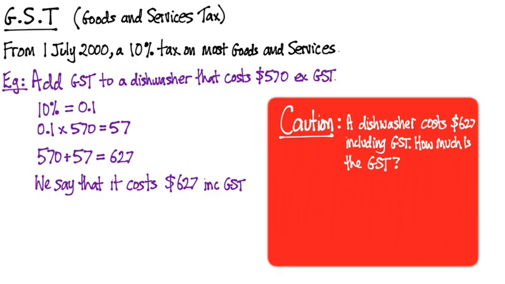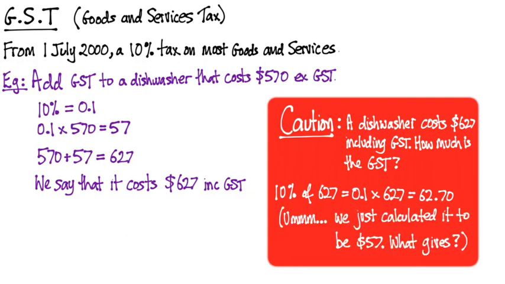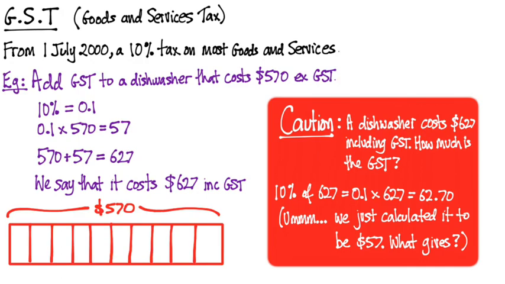Going back the other direction though is a little bit trickier if you're told what the GST inclusive price is and you want to work out how much the GST is. Let me show you what I mean by tricky. If someone said to you, how much GST is there on the dishwasher costing $627? A lot of people go, oh yeah, it's 10% GST, so 10% of 627, well there's $62.70 GST. But we just worked out in our previous little bit of work that the GST actually equaled $57, not $62.70. So how come? Why the confusion?